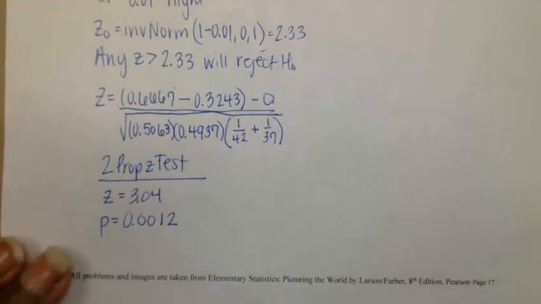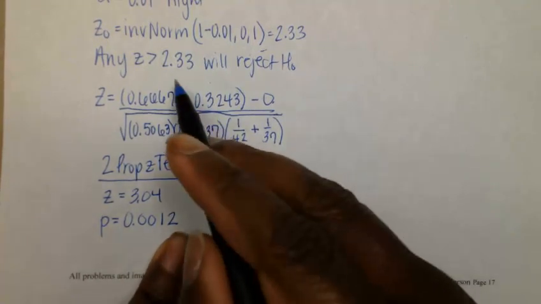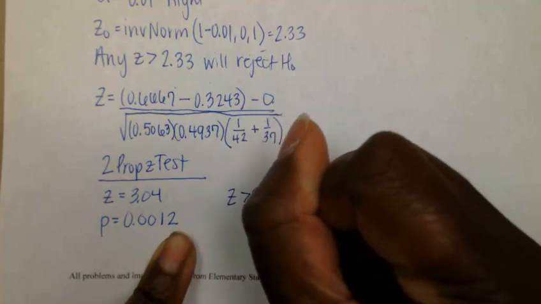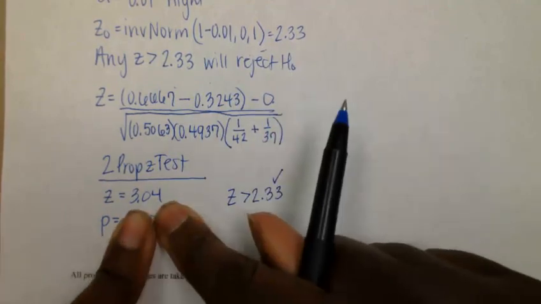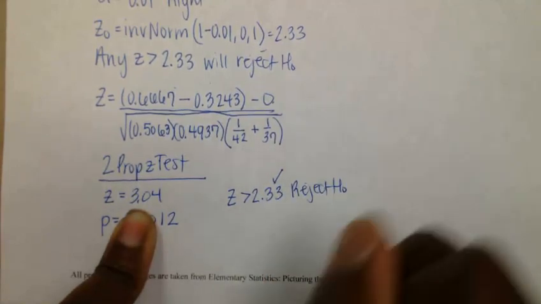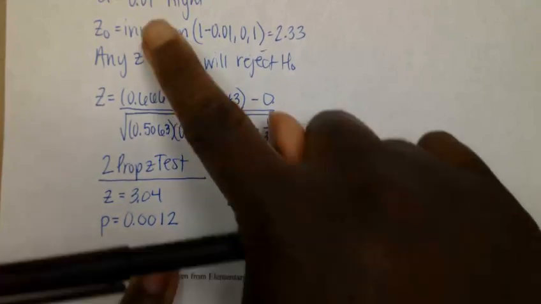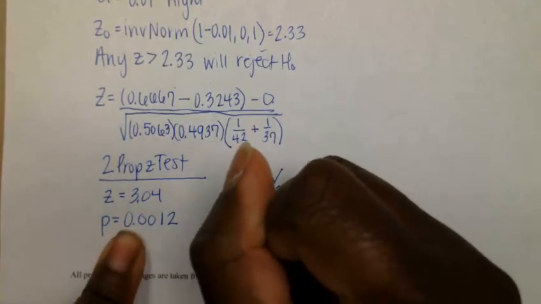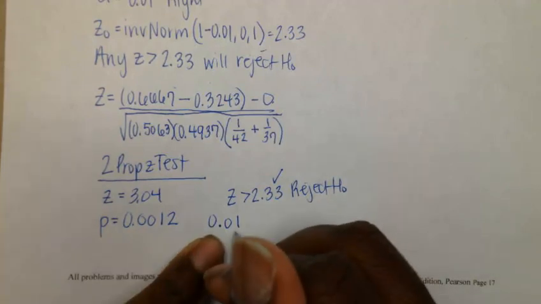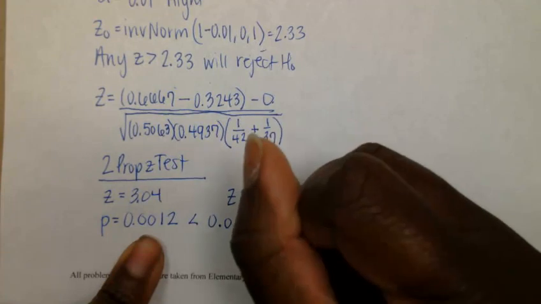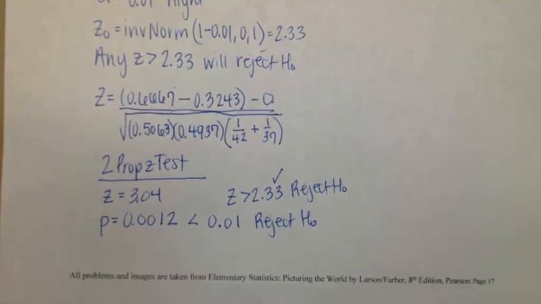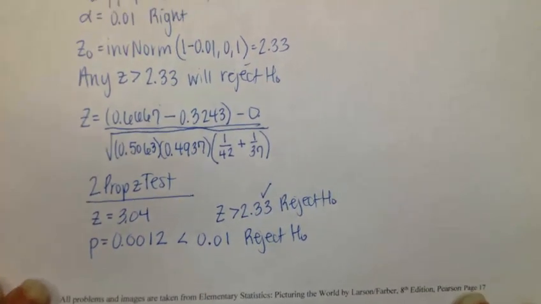So let's make a decision. Any Z greater than 2.33 will reject. Ours is 3.04, so we're going to reject H0. Then our p-value, comparing it to our level of significance: that's way less than a penny, so we're going to reject H0. P was low, H0's got to go.